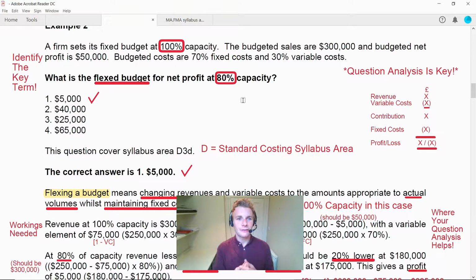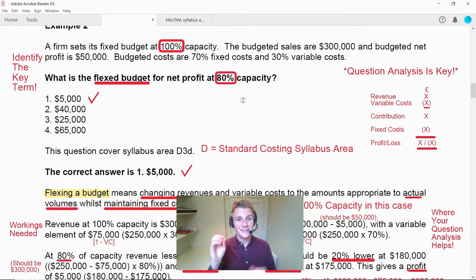So hang on in there as well. But the key thing on here was, as you can see on the left hand side, to identify the key term. The key term was the flexed budget, for net profit at 80% capacity. Now, I'll talk you through the actual question.